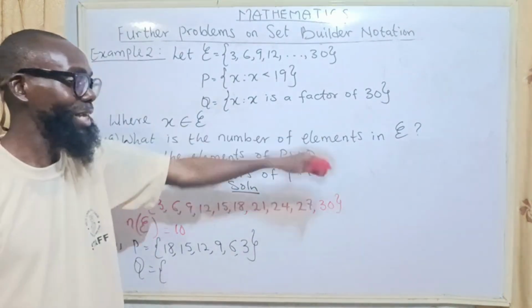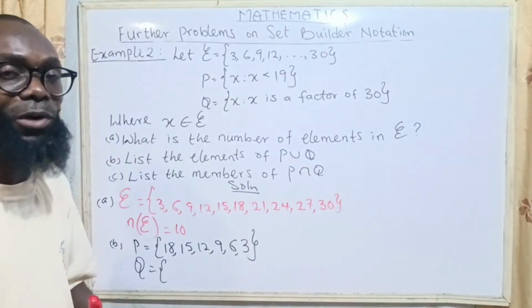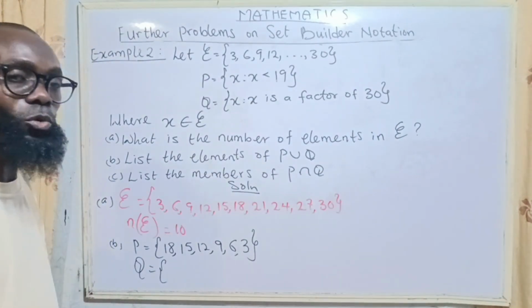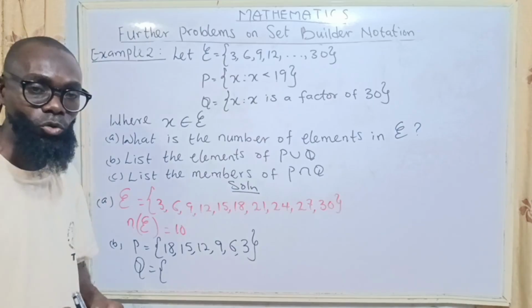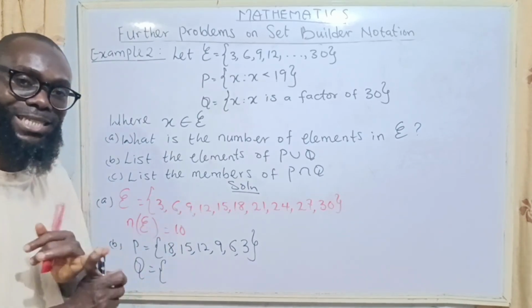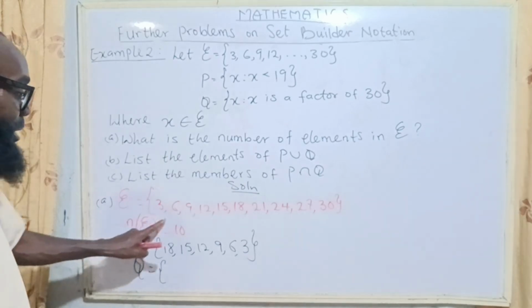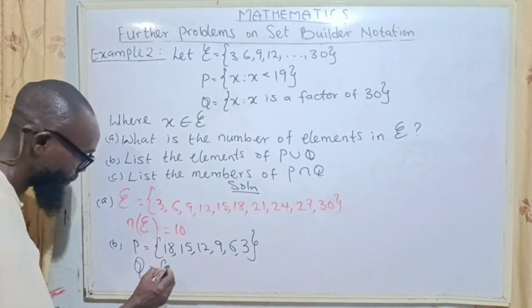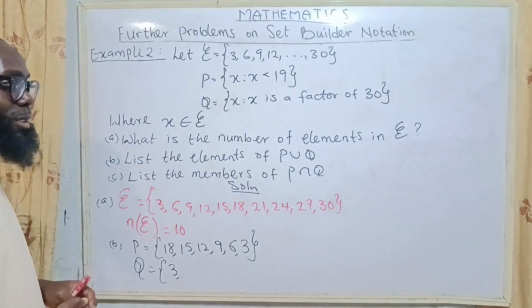X is a factor of 30. What are those numbers that are factors of 30? Those are the numbers that can go into 30 without a remainder. 2 can go in 30, but there's no 2 here in this set. 3 can go in 30. We have 3 here.